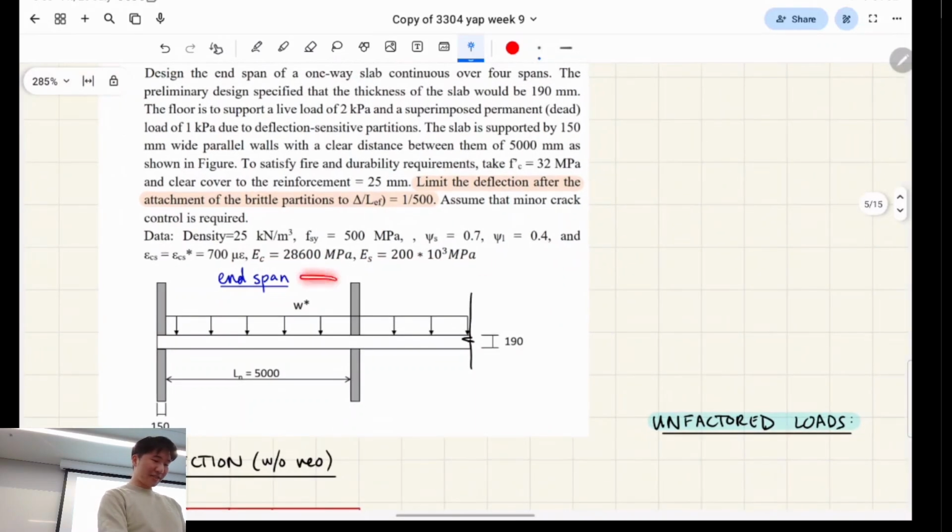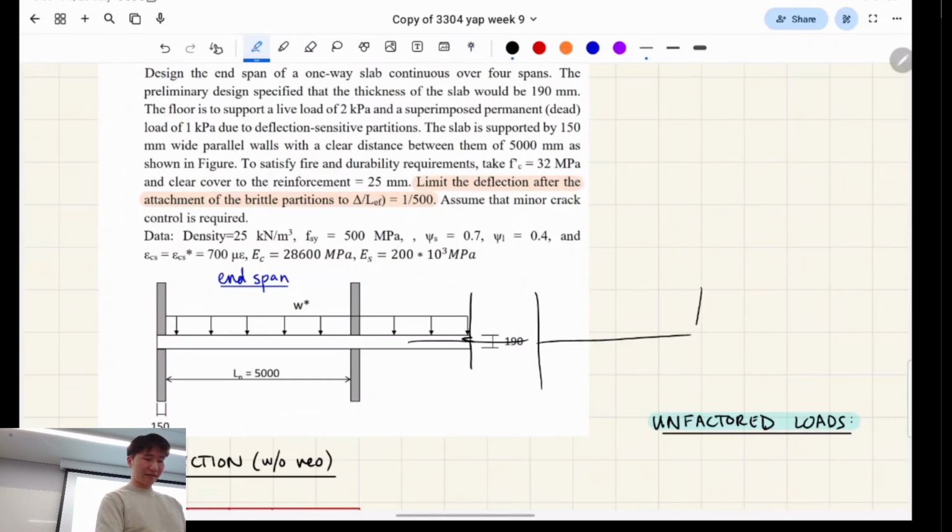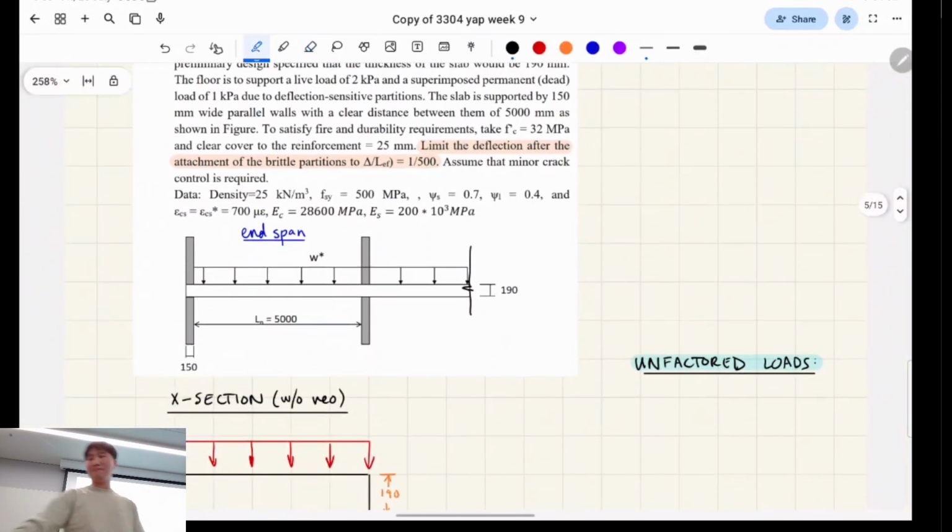So we're focusing on this end span, right? And this beam continues. It says it's a 4-span beam, so it looks like that, right? But we don't really care. We're just designing the end span part. Okay, so I'm going to go pretty slowly for this question, but I want you guys to help me design this. So where would you start? What's the first step?